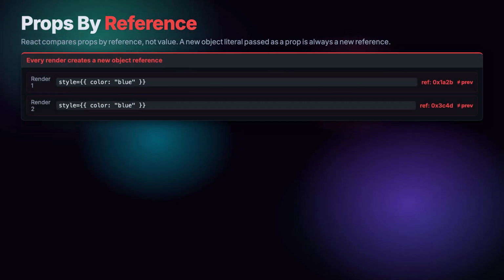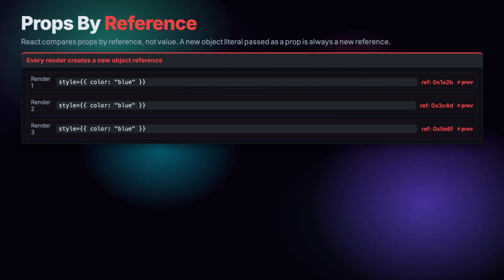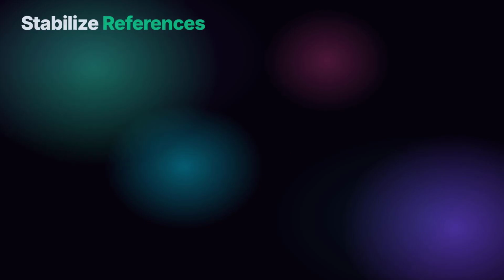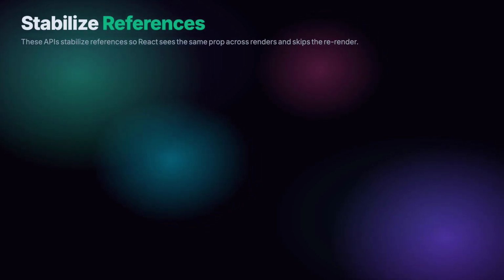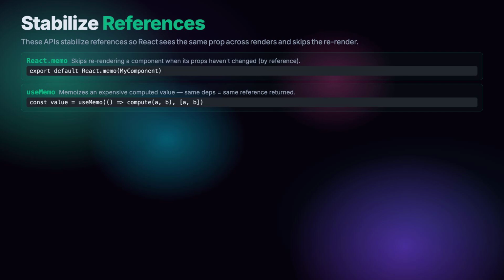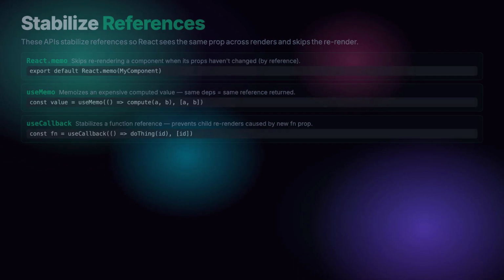If your component re-renders more than expected, the problem is almost always props. A new object literal passed as a prop triggers a re-render every time. React pairs props by reference, not value. Use React.memo to skip re-renders when props haven't changed. Use useMemo to stabilize expensive computed values. Use useCallback to stabilize function references. These aren't micro-optimizations. They're the direct consequence of how the diffing algorithm works.